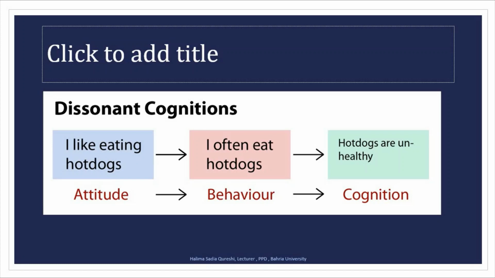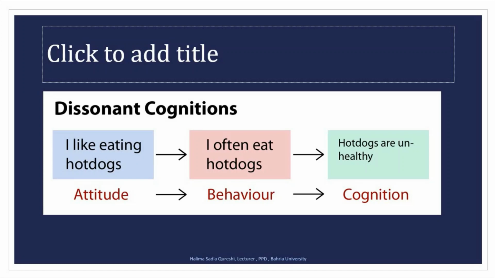For example, if someone says that I like eating hot dogs, and he is going to follow that behavior, so his attitude and behavior are just in line. But his cognition says that hot dogs are unhealthy, and that cognition is going to create constant conflicting situations in the mind of the person, and the person is going to stay confused about these things.